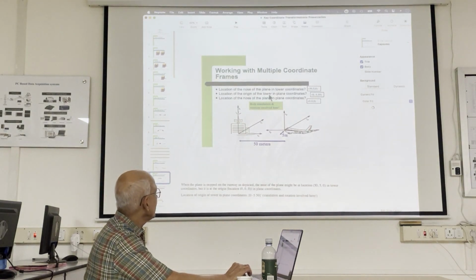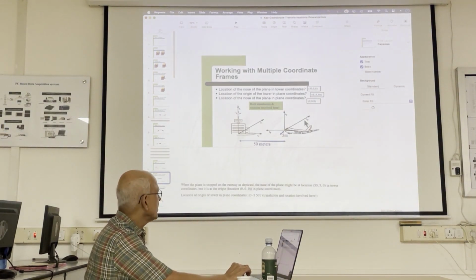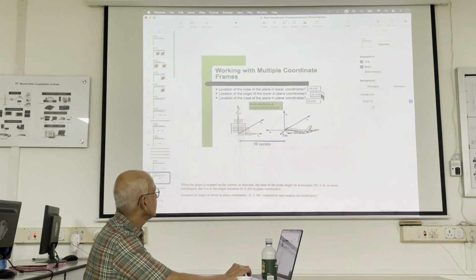What is the location of the origin of the tower in plane coordinates? So this would be how much? 50 and 50, but in the last position, right? And then up, nothing. Up is xp, so first position, right? And it's -5 because it's coming this way. So it is opposite to the positive y direction.